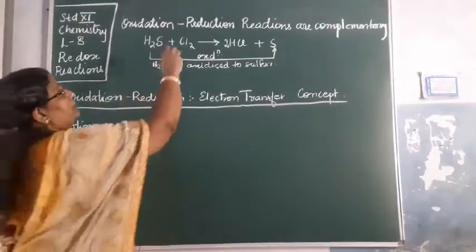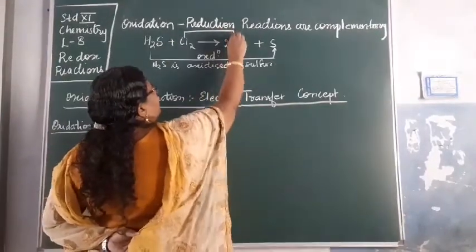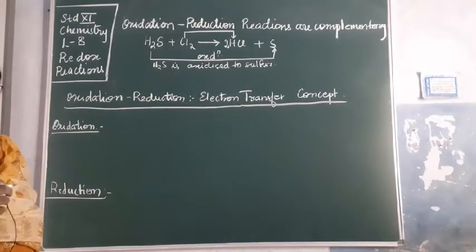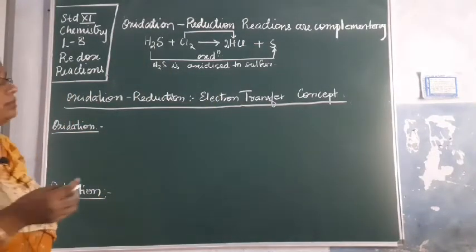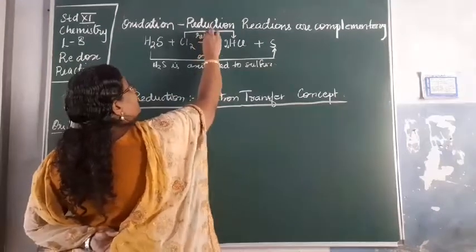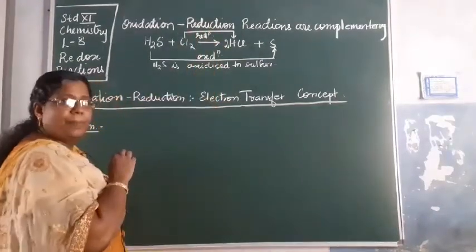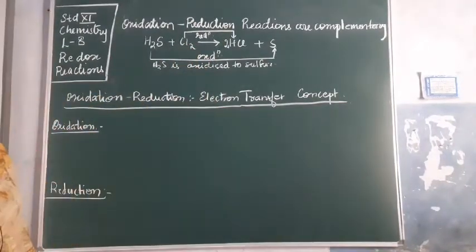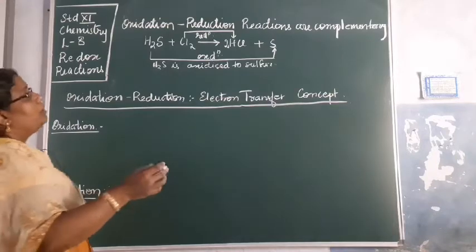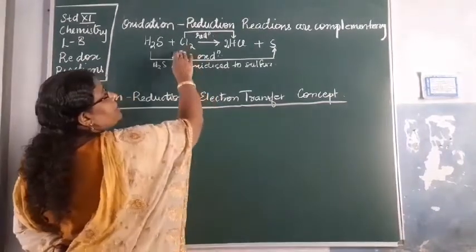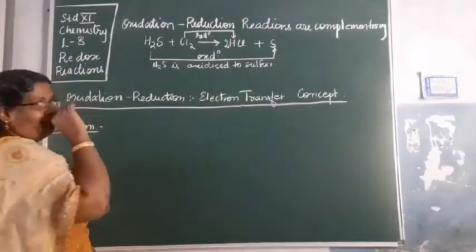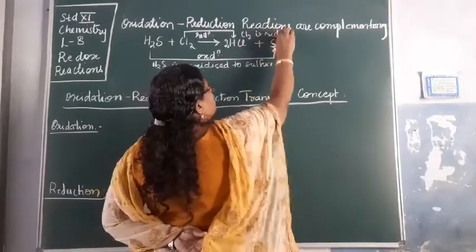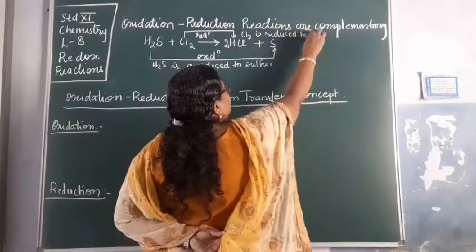Now look at the other reaction. Here what is happening? In Cl2, addition of hydrogen is taking place. So addition of hydrogen is reduction. So therefore this part is the reduction reaction. Hydrogen is being added to Cl2. So how can you write here? Cl2 is reduced to HCl.